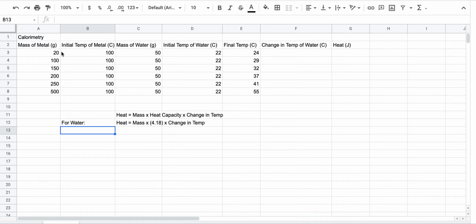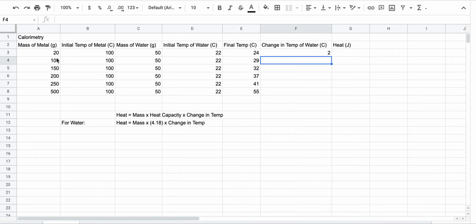So when you put the 20-gram piece of metal that has an initial temperature of 100 degrees Celsius into the 50 grams of water, and the water started at 22, now the temperature is 24. The water's temperature went up to 24. So I want you right here to calculate the change in that temperature. Obviously, it's going to be 24 minus 22, and type that number in there. So 24 minus 22, you're going to have a change in temperature of 2. I want you to do that then for all of these different masses of metal.